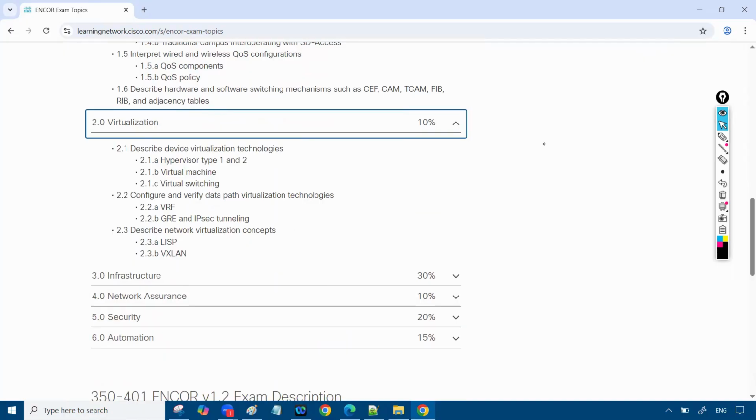In virtualization, we'll talk about type 1 and type 2 virtualization. You can do virtualization on your local system as well. At the same time, you can do virtualization on the ESXi server as well. Then after that, we have the concept of VRF, right?